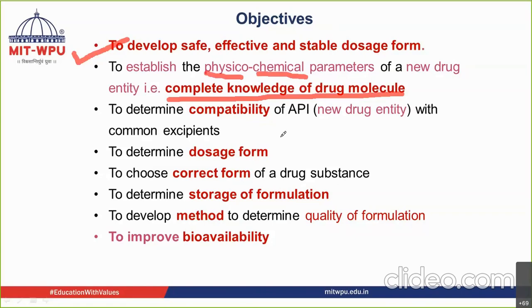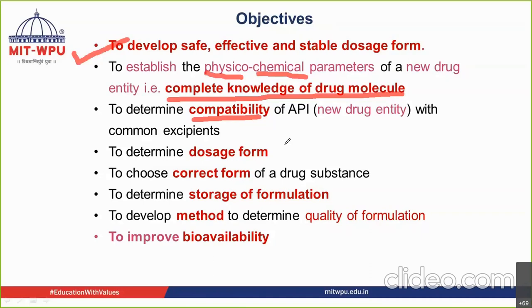The third important thing is to determine the compatibility of the API. Okay, this API, by the way, what is API? ROE, can you tell me API? So, active pharmaceutical ingredient. Fantastic, fantastic.